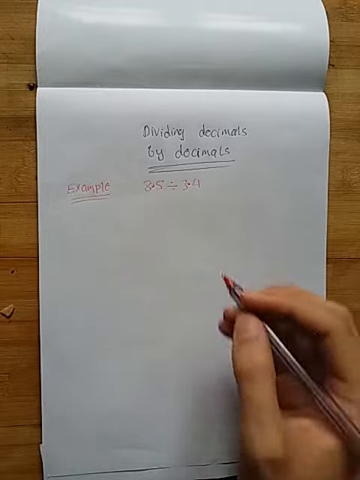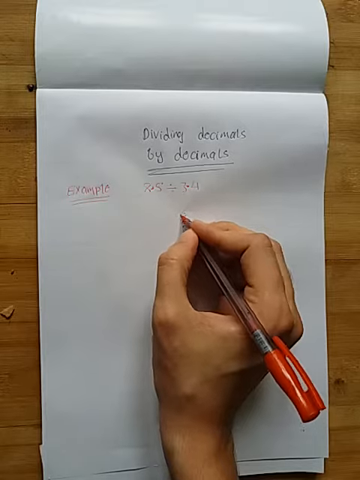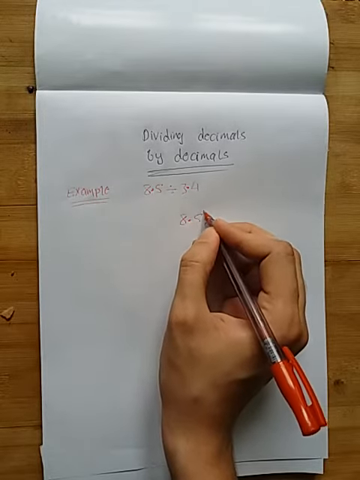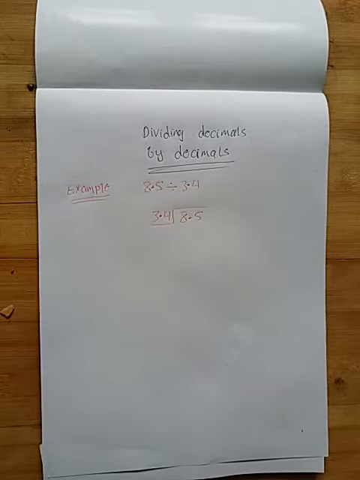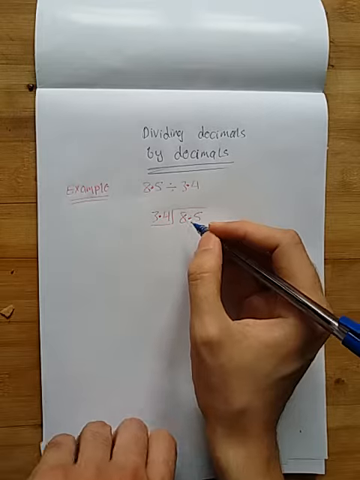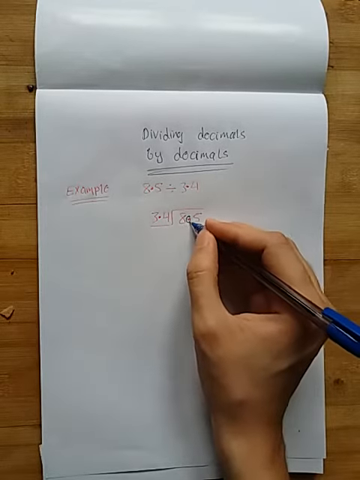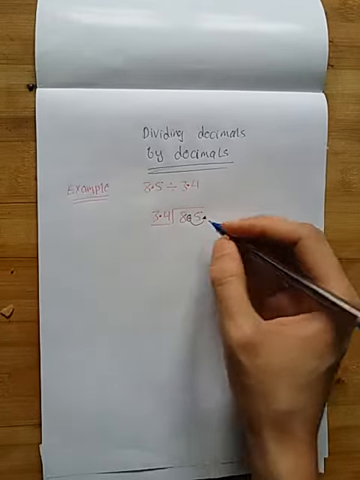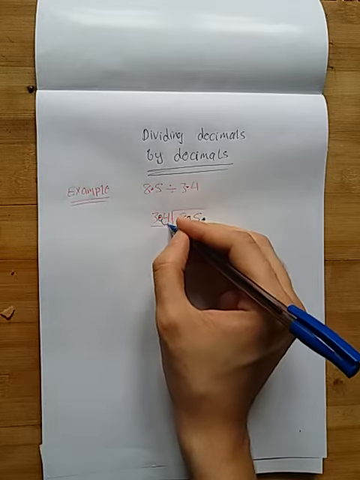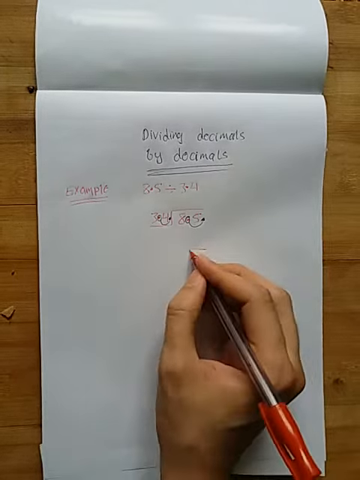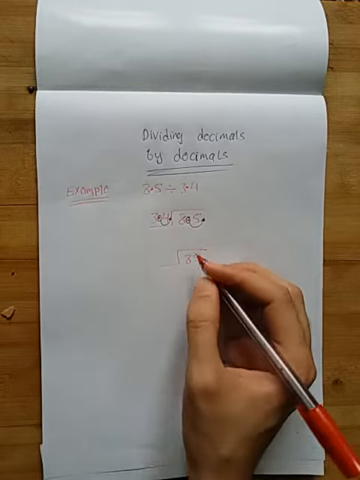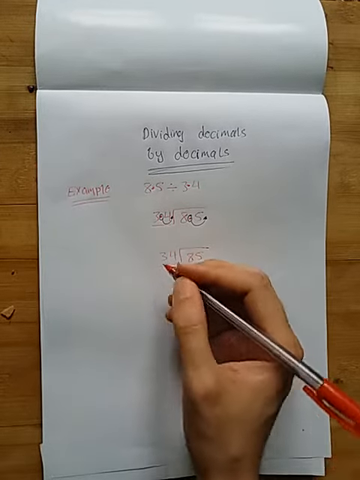We will start by rewriting our division. So 8.5 divided by 3.4. Now let's move the decimal point in the dividend one place to the right, the decimal point in the divisor one place to the right. So our division will become 85 divided by 34.